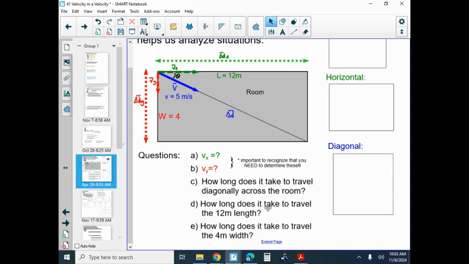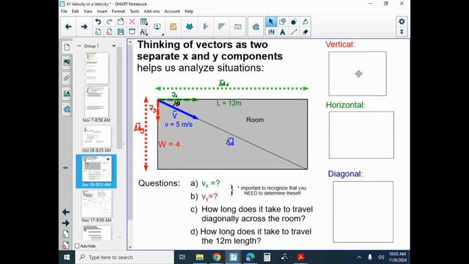So how long does it take to walk diagonally across the room? How long does it take to travel the 12-meter length? So basically the idea is going to be to look at the 12-meter length and the velocity in that direction, how long that takes, and then how long it takes to travel the 4-meter width. Again, the 4-meter width and the velocity in that direction, and we'll see that everything makes sense.